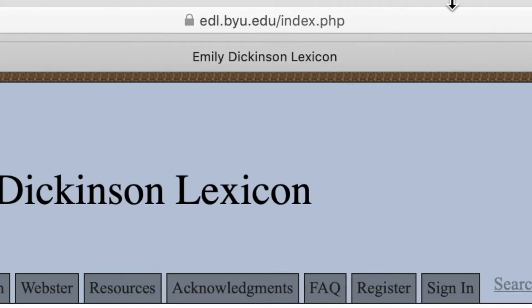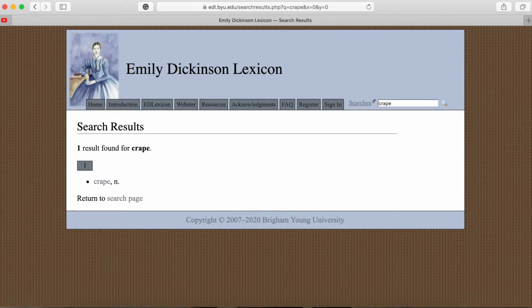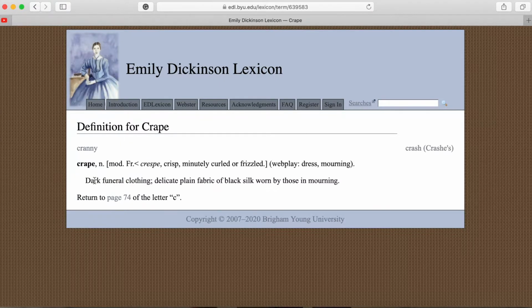With this established, I like looking for the words I don't know. For Emily Dickinson specifically, I like using this website, which includes the Emily Dickinson lexicon. With this, you can actually look at the dictionary that Emily Dickinson would have looked at when she was writing her poetry. For example, we have the word crepe.